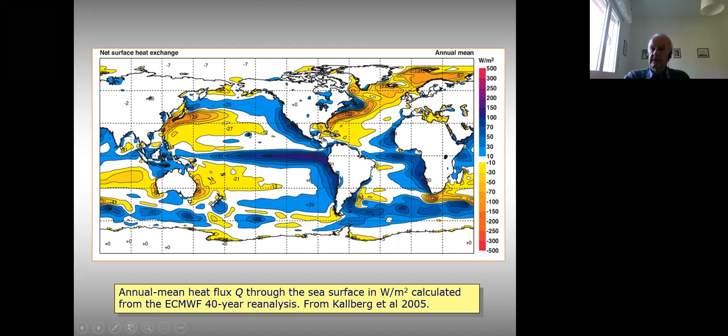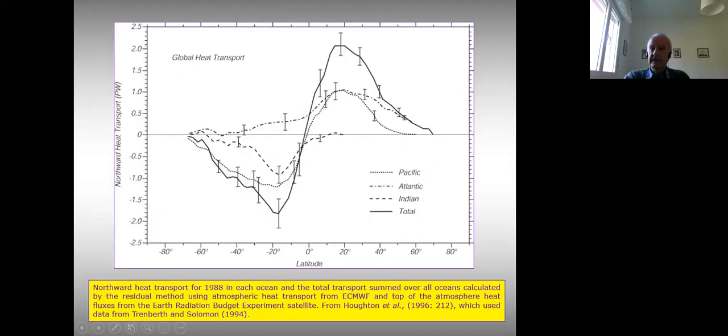Okay, so here is the transport. The transport should somehow take care of these differences between the polar and equatorial areas. So if you calculate the northward transport over the entire world ocean, what you get is this curve here. This is the total transport of heat. Here is the transport toward the south. Here is the transport toward the north. You can see the maximum heat transport is around 20 degrees.